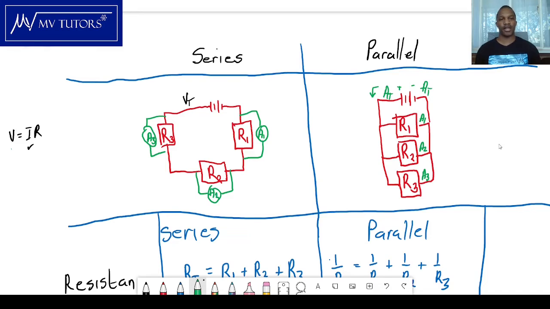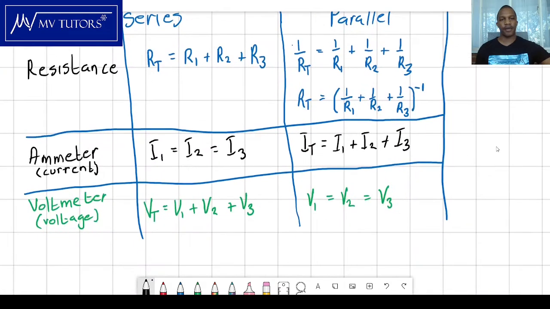So if these are the same resistors, all of them are like 1 ohm each, then they'll take a third of the current each. Because the R's are the same, all of them have the same I, and all of them have the same R, so the voltages in each will be equal. I hope that makes sense to you.